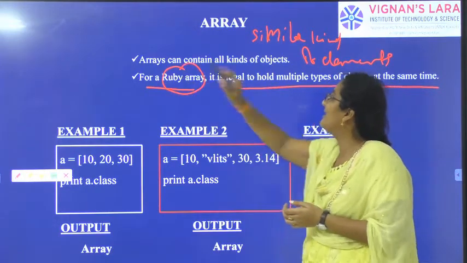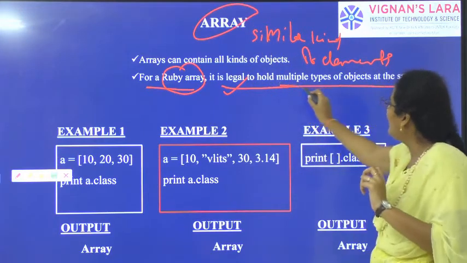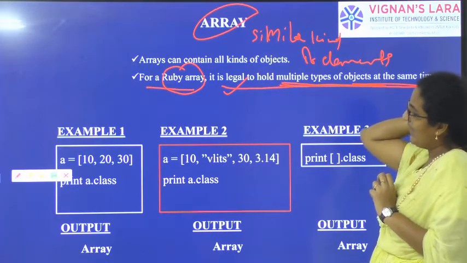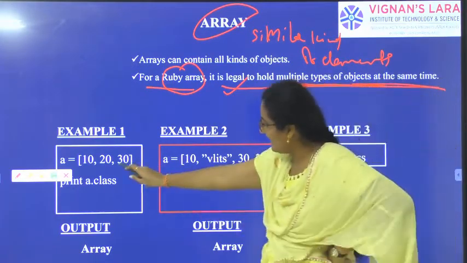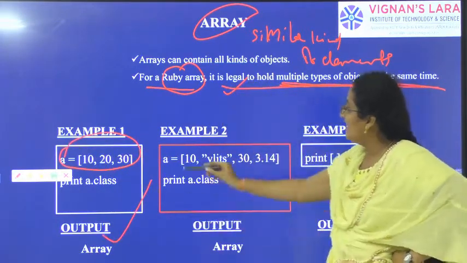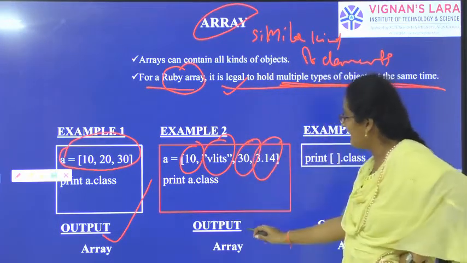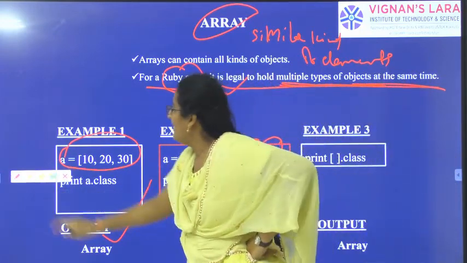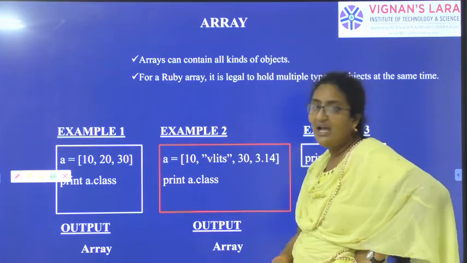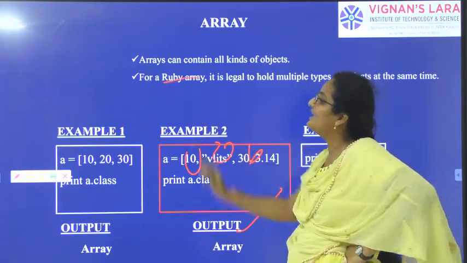But in Ruby programming, it is very genuine and it is very legal for an array to hold multiple types of objects at the same time. If you see here, A equal to 10, 20, 30 can also be treated as an array in Ruby. A equal to 10, real ITS 30, 3.14 can also be treated as an array. This is the difference here. The white color representation A equal to 10, 20, 30 can be an array. A equal to 10, real ITS 30 and so on also can be treated as an array in Ruby programming.